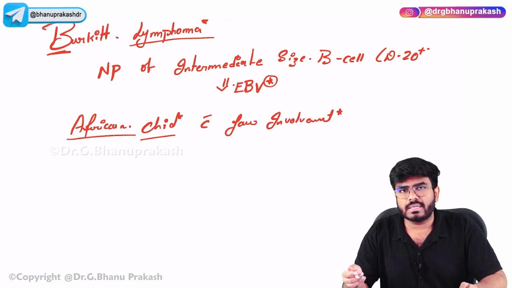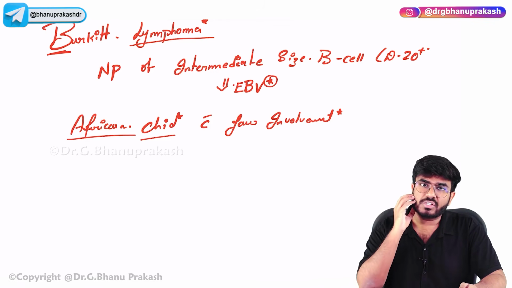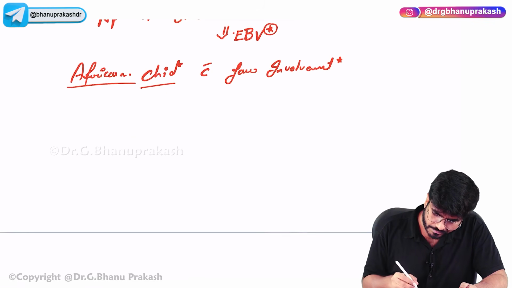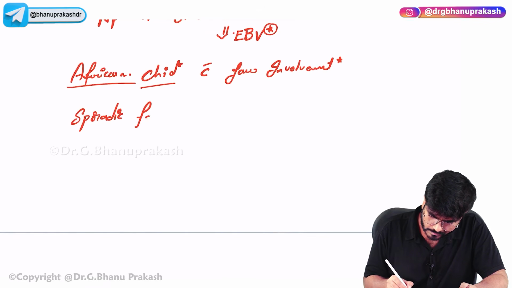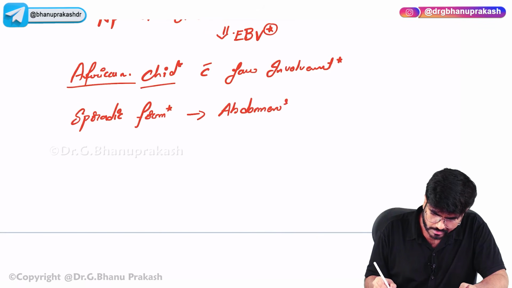Burkitt's lymphoma can be seen in Africans as well as in some other people also. This is called the African variety. In the African variety, jaw involvement is going to be there, enlargement of the jaw. There is something called a sporadic form. In the sporadic form, it involves the abdomen.